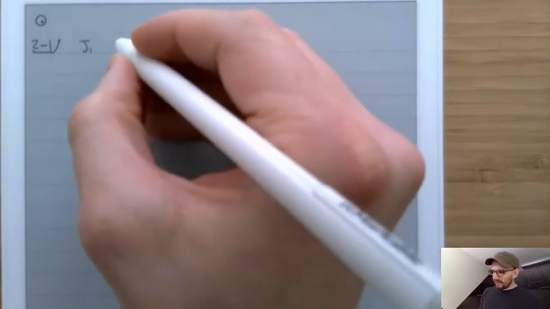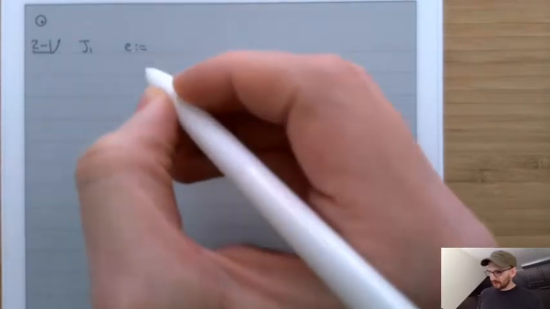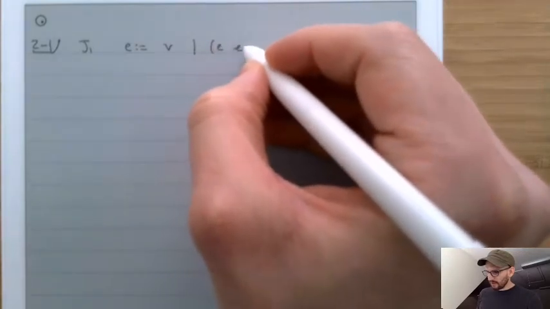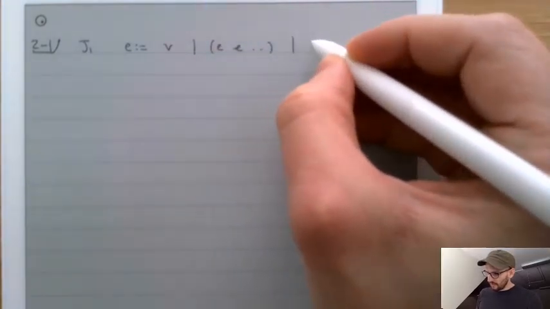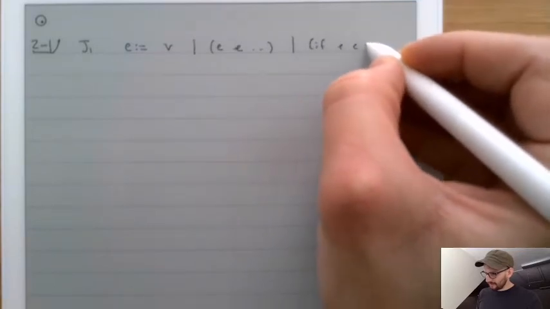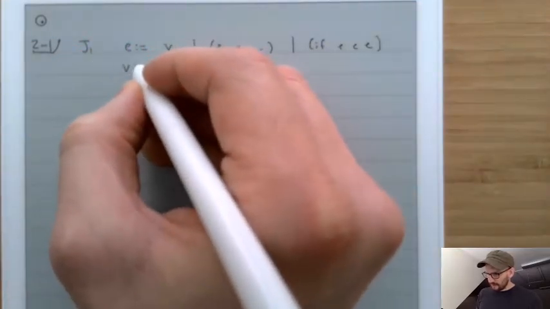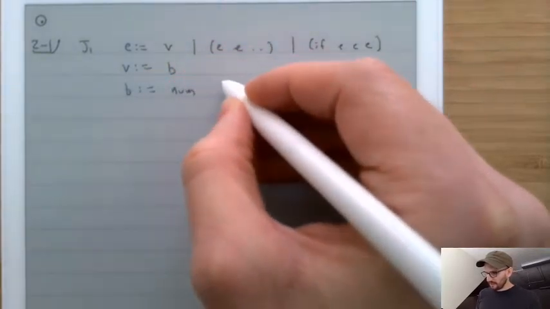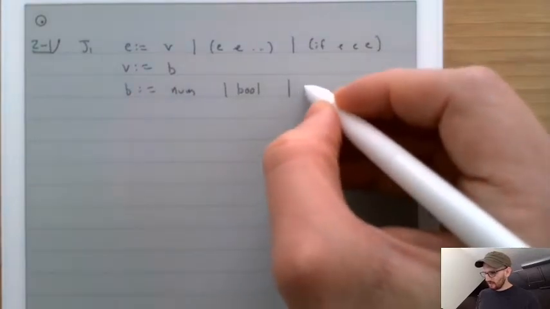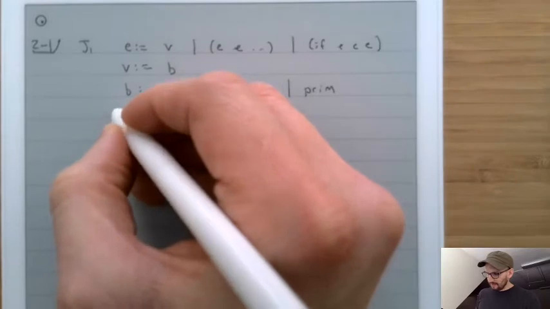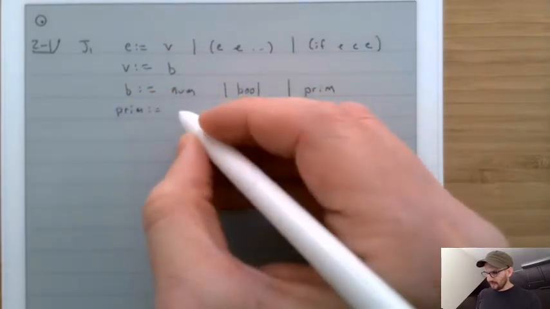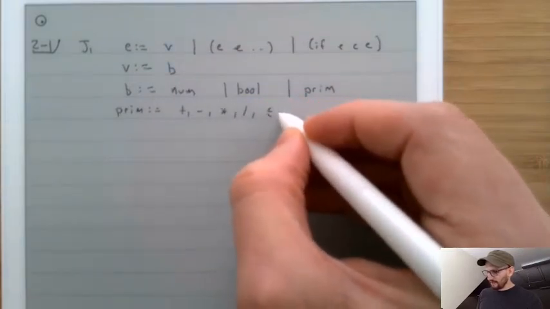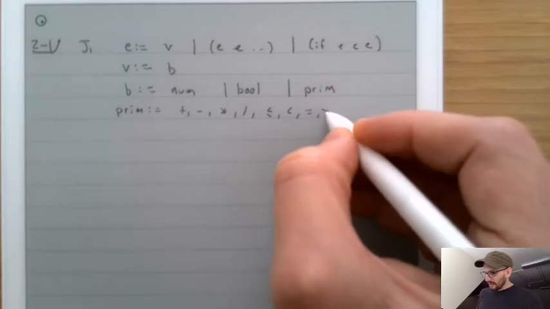And in the J1 language, we had expressions which were either values or they were function calls or they were if statements. And then values were constants, and then constants were either numbers, booleans, or primitives. And primitives included stuff like addition, subtraction, multiplication, division, comparison operations, and so on.